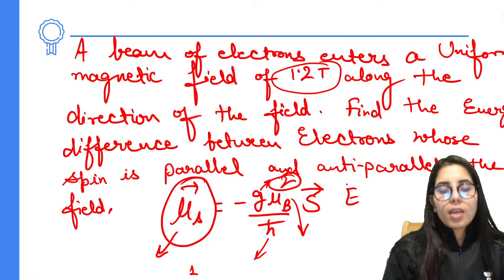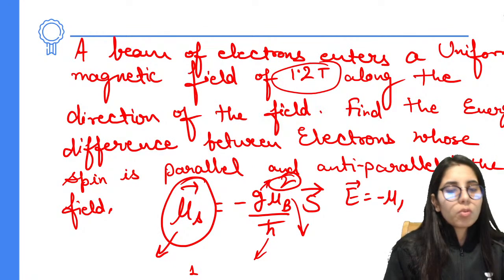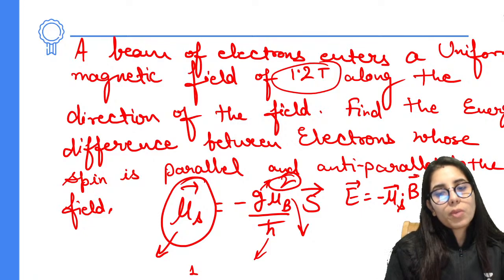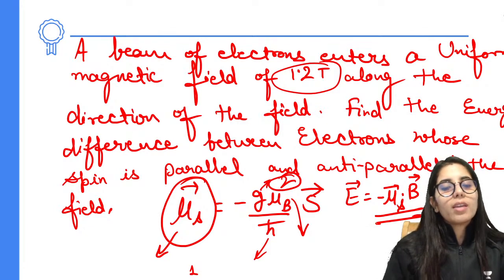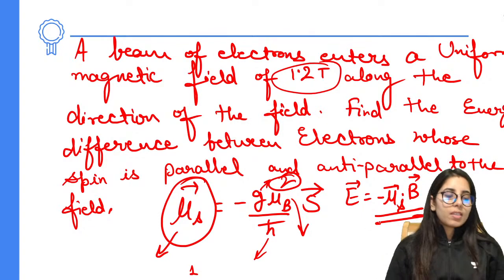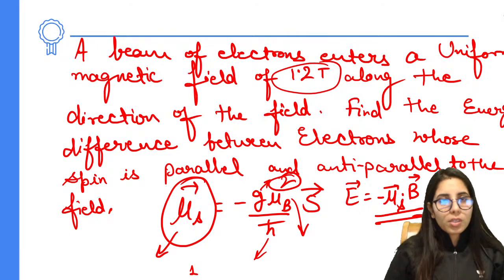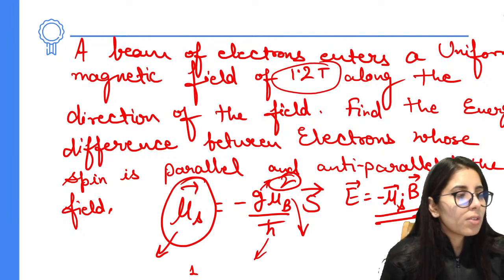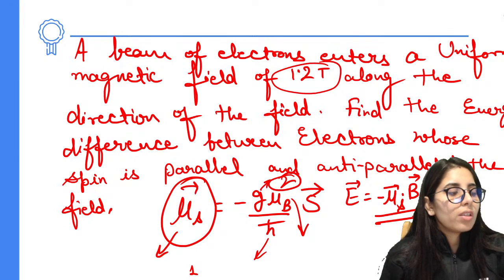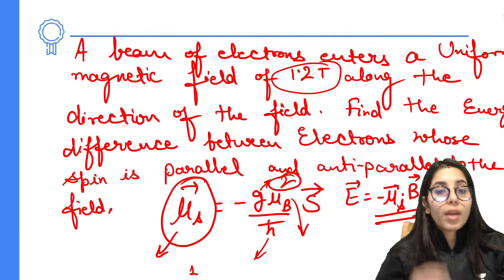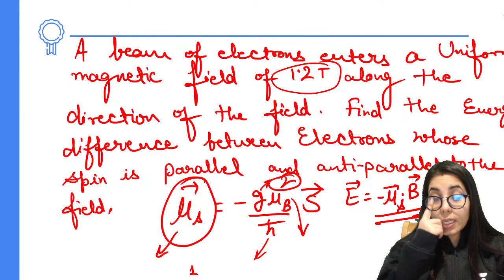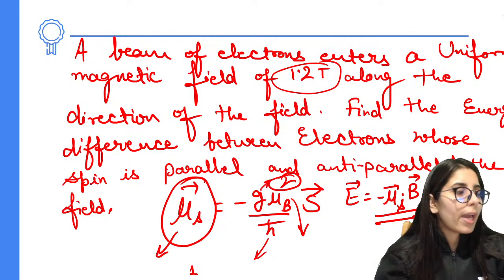You can write E is equal to minus mu s into B dot B. So just by finding the energy difference for the parallel and anti-parallel cases, you are going to get the answer. This is the process you have to consider, which will help you get the answer. For parallel and anti-parallel cases, you have to take 0 and 1 net spins. Rest all data you already have.